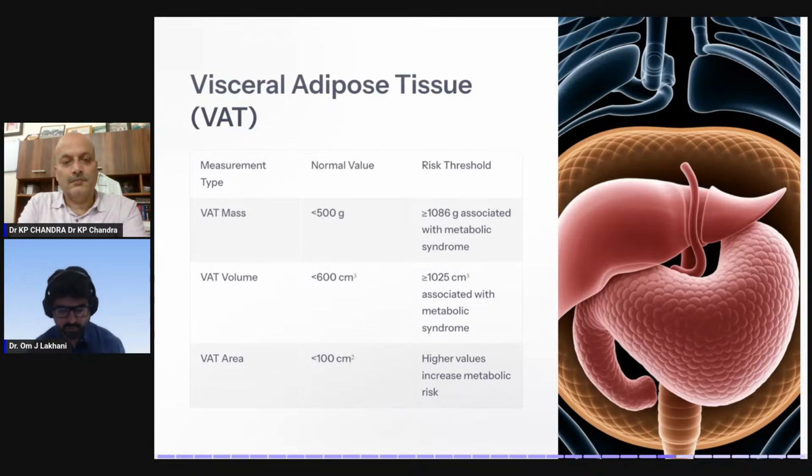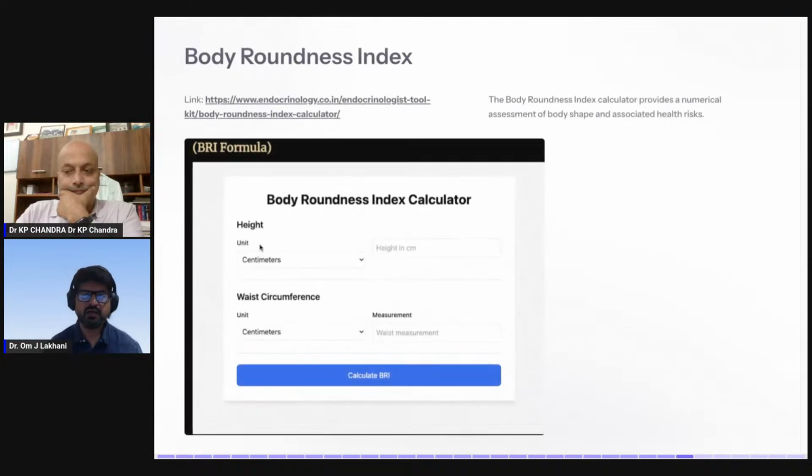So you'll get a lot more data from a DEXA scan. If you're thinking of practicing obesity medicine, it's the same DEXA machine which you use for osteoporosis, but the software needs to be a little bit updated, and based on that you can get a lot more data.